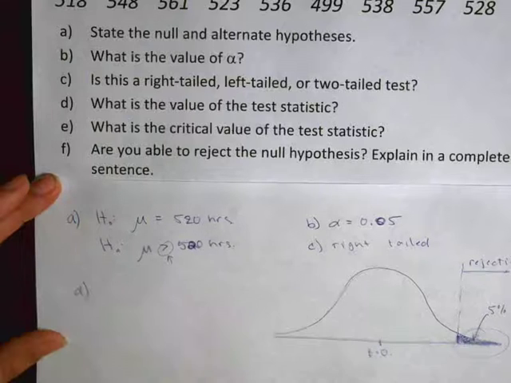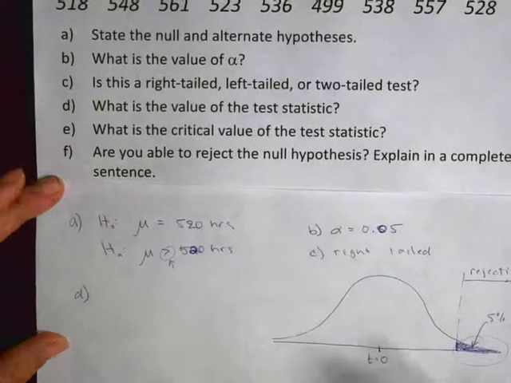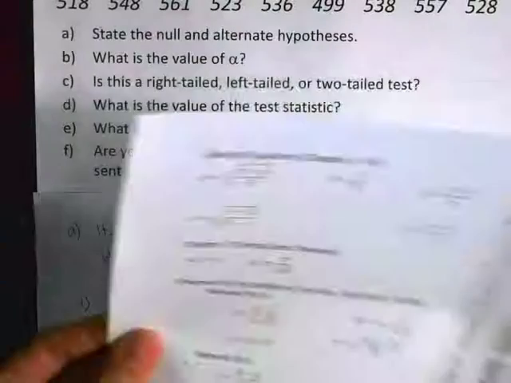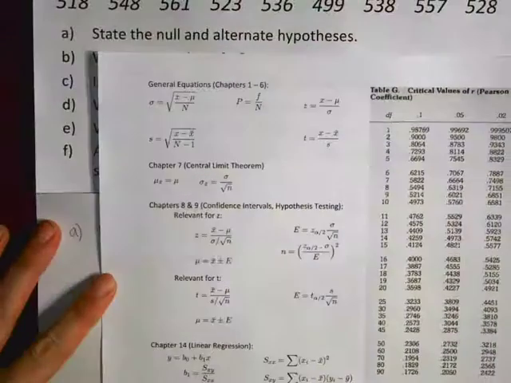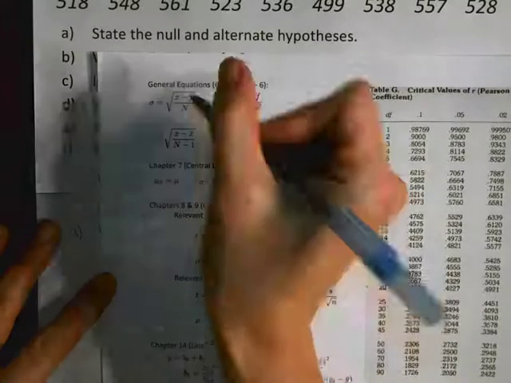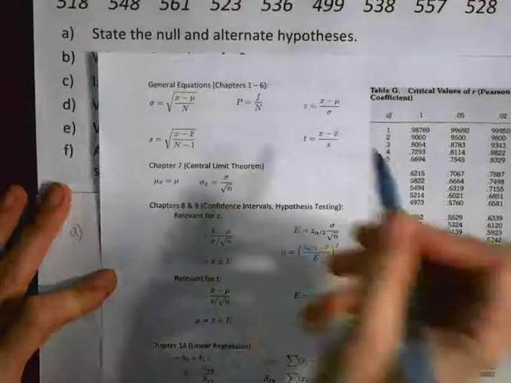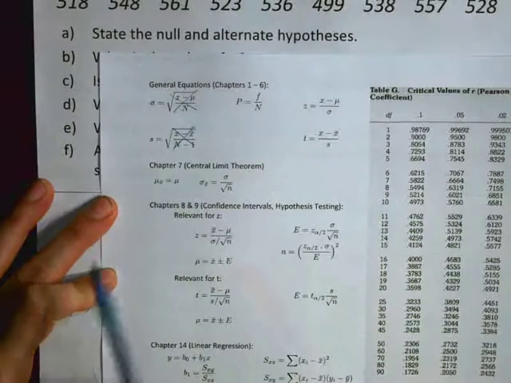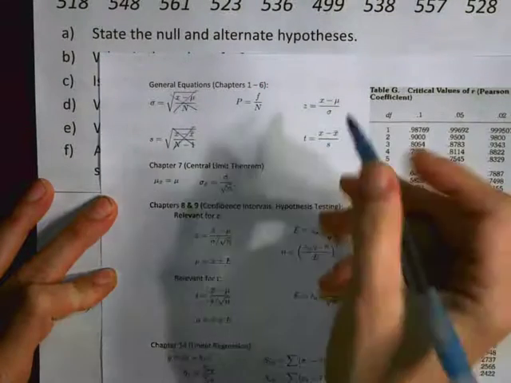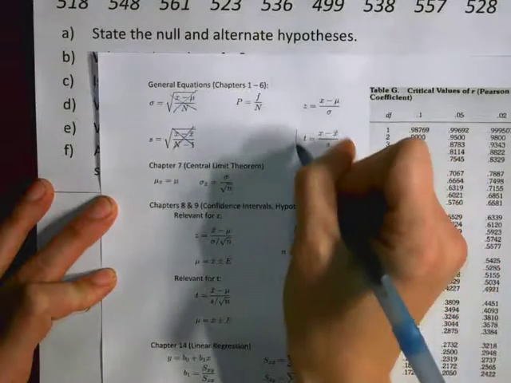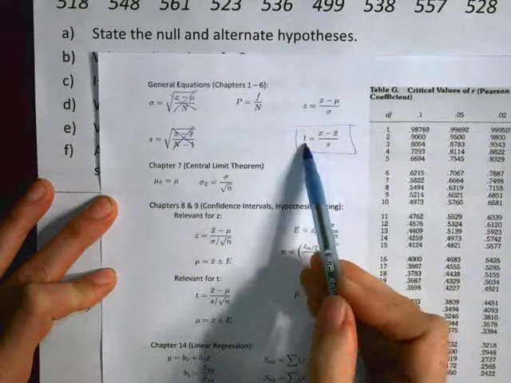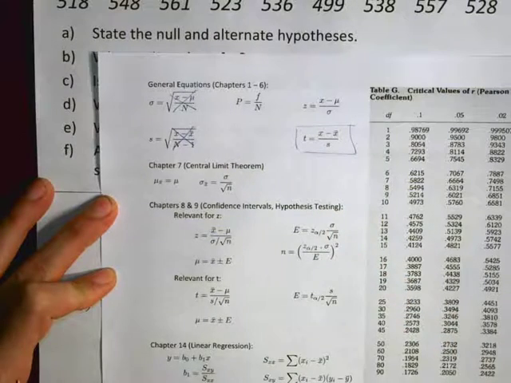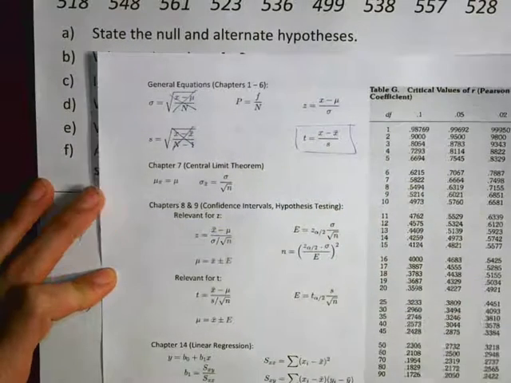So for question D, what's the value of the test statistic? I went ahead and printed off the equation sheets that we'll have for the test. These are all right, with the exception that there was a typo on these two formulas that has been updated. So our t statistic is right here: the t statistic is x bar minus mu divided by the sample standard deviation over the square root of n.